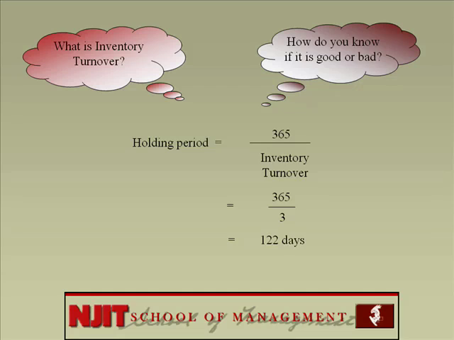And to really find out if it's good or bad, you compare with past performance of the company to find out if performance is improving. Ideally, you want the number of days, the holding period, to decline. And you also compare with your competitors. So we're done with Module 9, which deals with the first part of financial statement analysis.